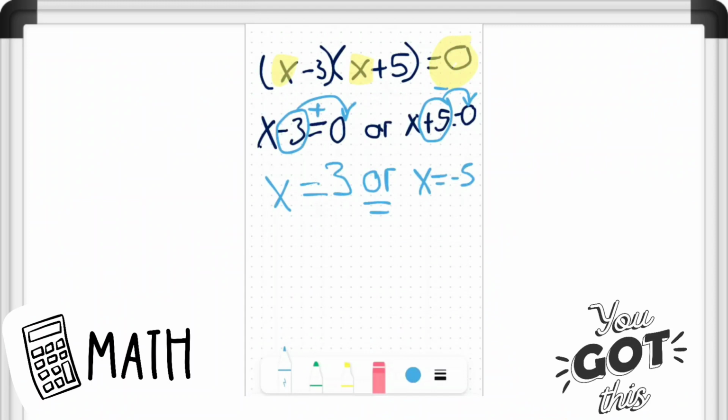Now, like I said in the beginning of the video, you can see that x has to be 3 in order for it to become a 0. But you must still write this whole step over here, because that gives you marks in the test.